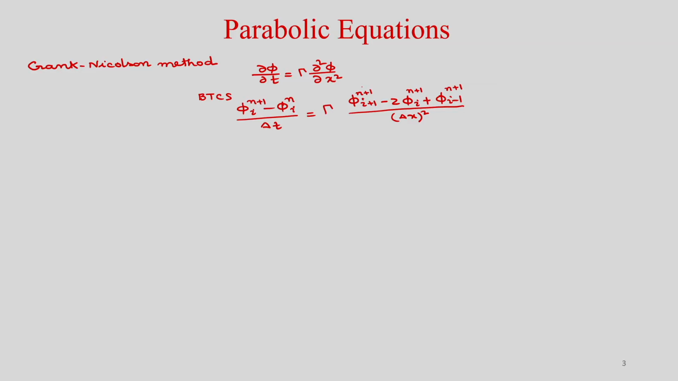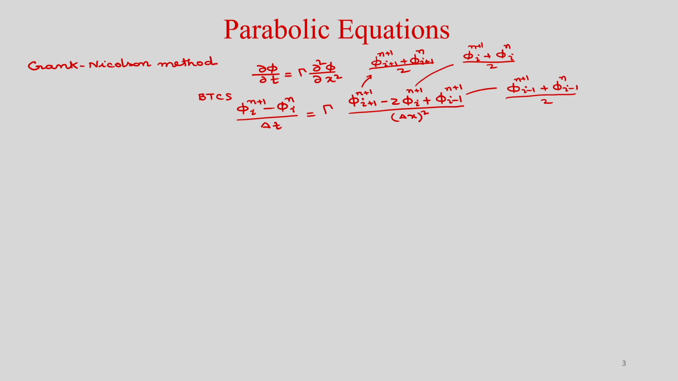So, the average value you have to take. So, what will we take? This value we will take as phi I plus 1 at time level n plus 1 plus phi I plus 1 at n, divided by 2. So, an average value we are going to take. Similarly, for this point also we will take phi I at n plus 1 plus phi I at n, divided by 2, and this also we will take phi I minus 1 at n plus 1 plus phi I minus 1 at n, by 2. So, now we are modifying this BTCS scheme.